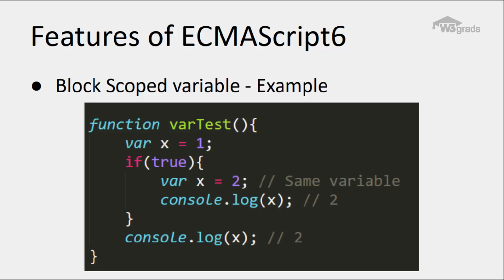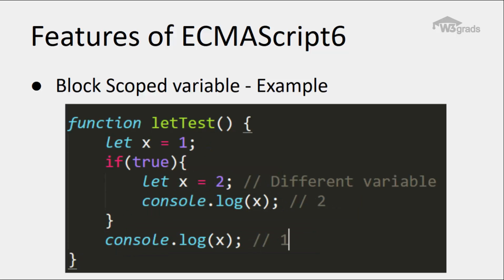Here, the variable x is declared with the var keyword, and its scope is not limited to the if block, therefore when it is assigned value 2, the value of x becomes 2 everywhere in the function. However, when the variable x is declared with the let keyword, then its scope is limited to the if block. Therefore, when it is assigned a value 2 within the if block, then no change is seen in the value of x outside the if block.